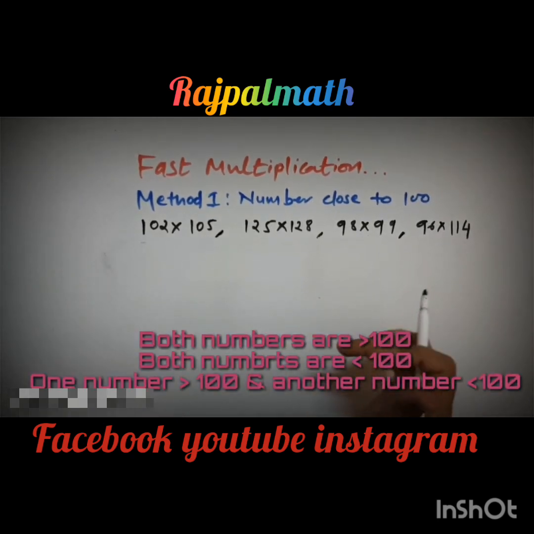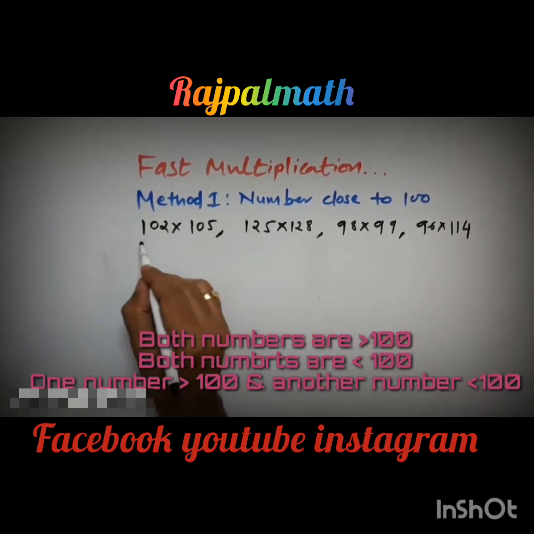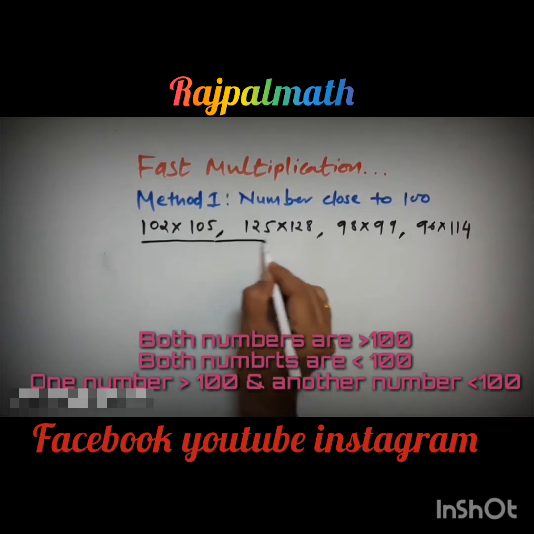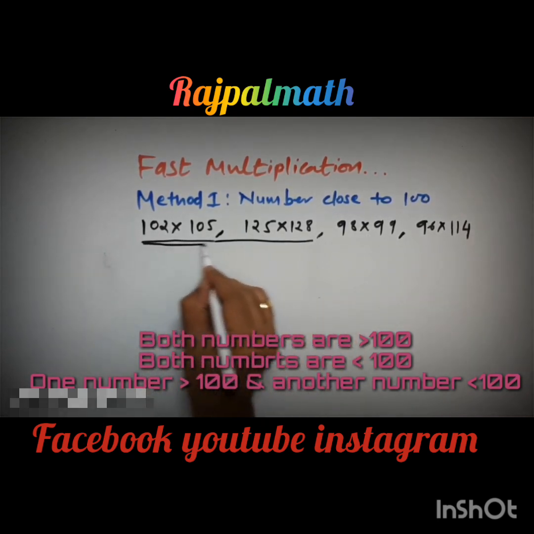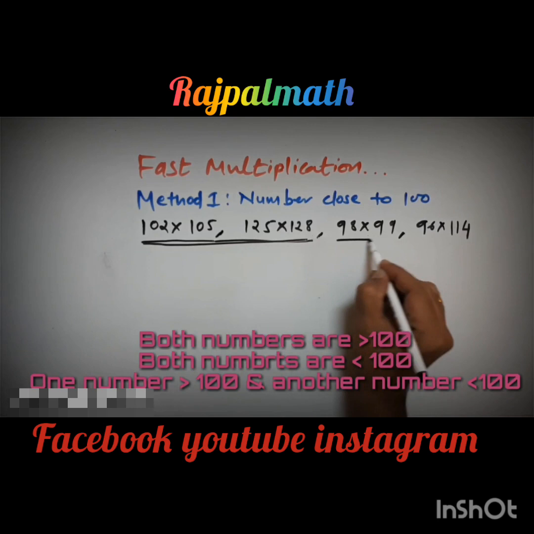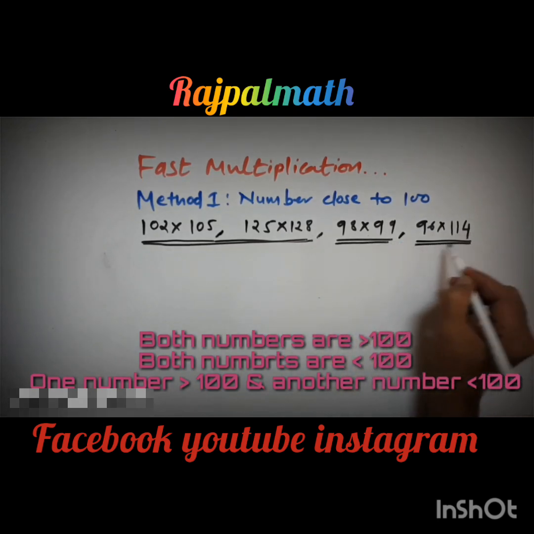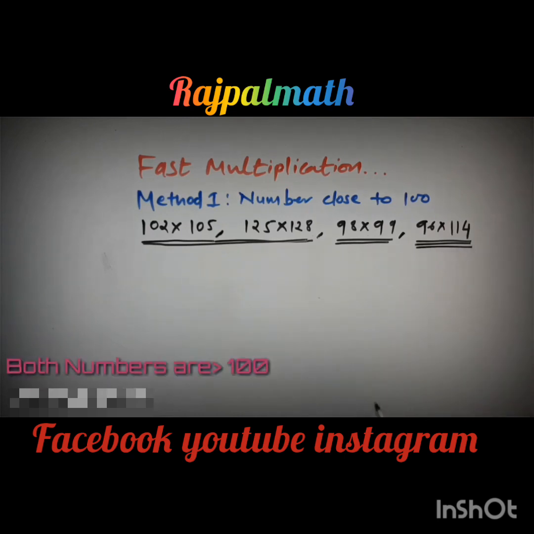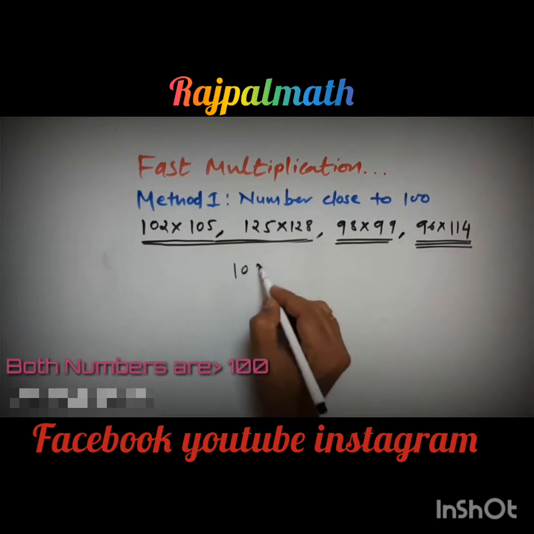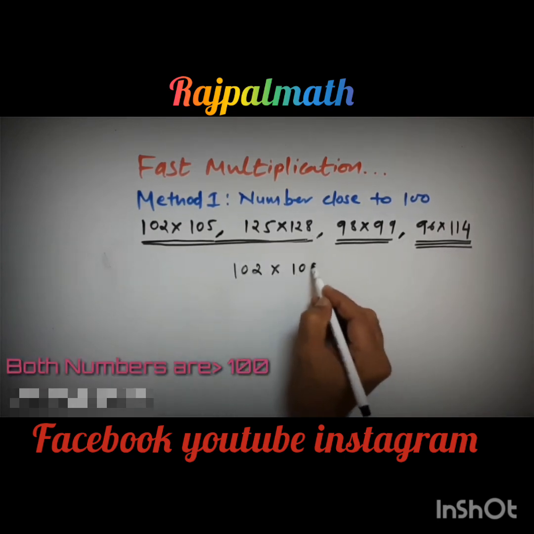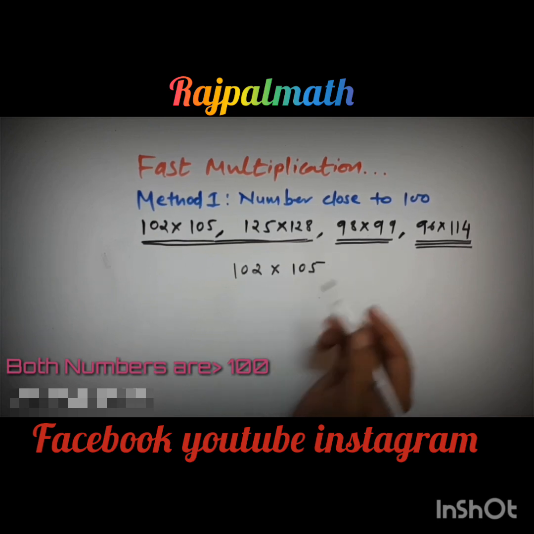So friends, I'm going to split my method 1 into 3 parts. Where both numbers I'm going to multiply are greater than 100, both numbers are less than 100, and one number is greater than 100 and one number is less than 100. So let's take the example of 102 into 105, where both numbers are greater than 100.